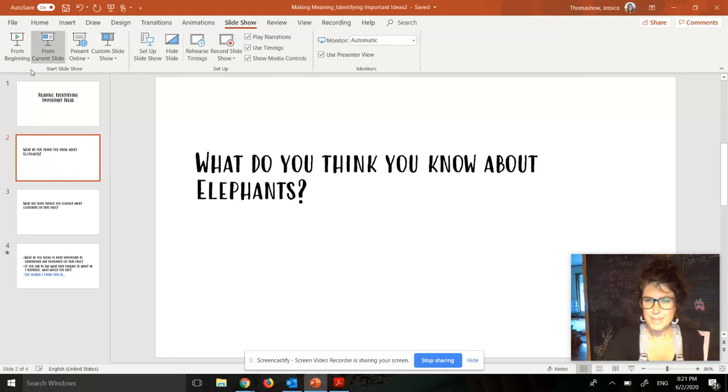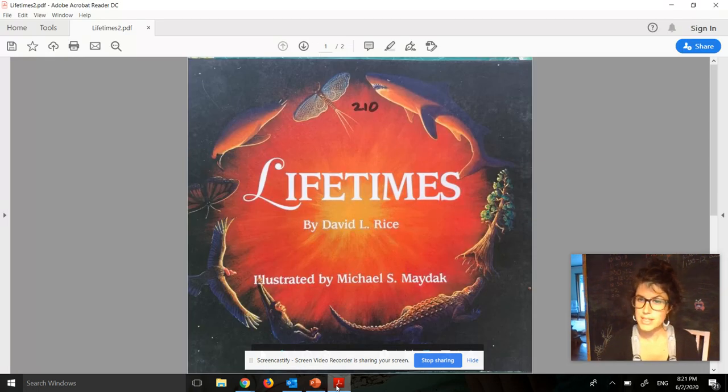All right, so I'm going to read the page about elephants. I'm going to read it twice, just like last time. The first time I read it, just listen for what you can learn about elephants, and then I'll give you directions about what to think about when I read it the second time.